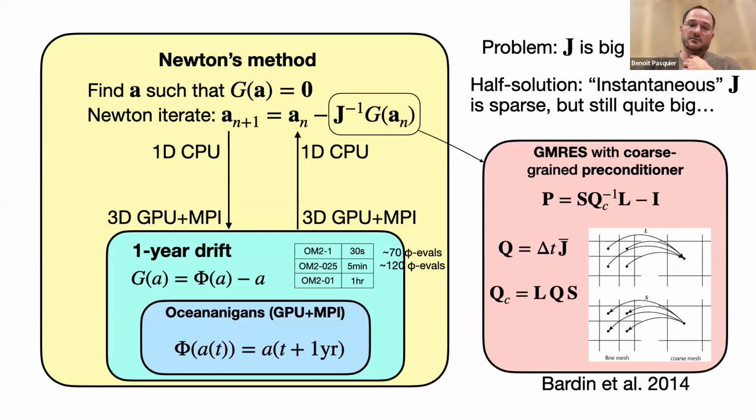To give you an idea also of how long this takes to run, for OM2-1, so the 1 degree version, it takes about 30 seconds per year simulation, and it takes about 70 times this loop to get to a converged state. So it takes about 70 years only to do the equivalent of 3,000 years of simulation. And for OM2 quarter degree, it takes about 120 evaluations. For the OM2 0.1 degree, I don't know because I haven't managed to pull this off yet. But I'm thinking it takes on the order of 100 or so iterates.